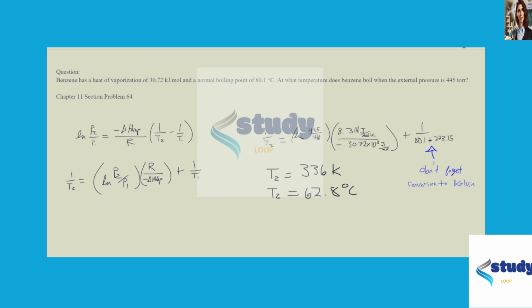And what we'll see is that it's lower, right? So T2 is 62.8 degrees Celsius, and that makes sense because we would expect things to boil at lower temperatures at lower pressures, because the vapor pressure allows for that. So anyway, that's how you solve section problem 64.